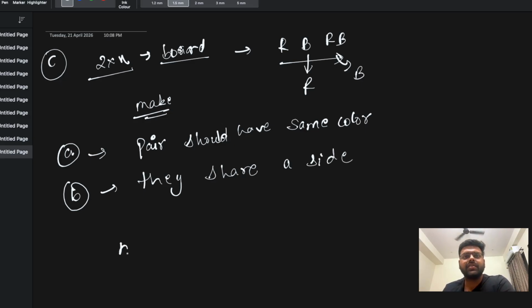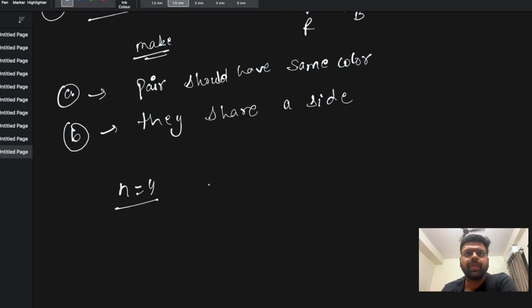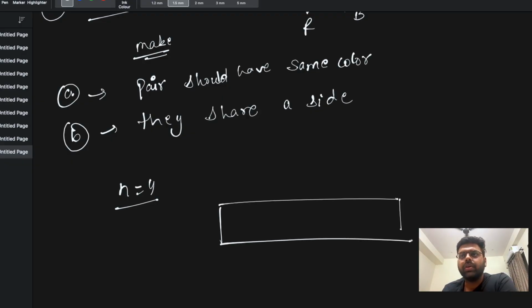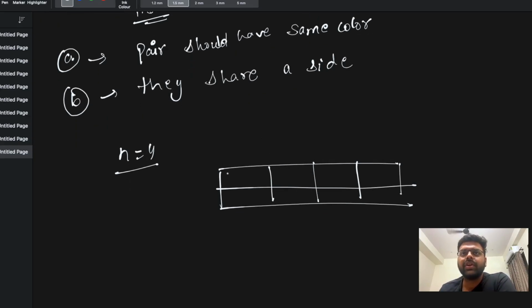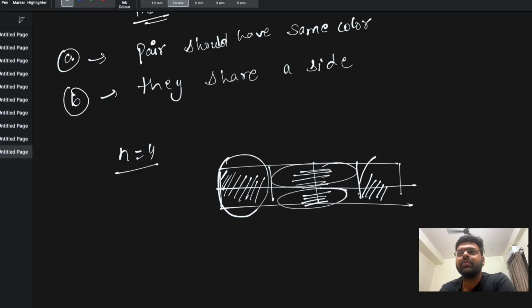Now let's understand this with an example. Let's suppose my n is equal to 4. If I draw a board, it would look something like this. The possible pairs: either I take this vertical pair, or this kind of horizontal pair, this horizontal pair, this horizontal pair, or then this vertical pair. So the total number of pairs possible is 1, 2, 3 and 4, and they all share a common side. And we need to check whether they have the same color or not.